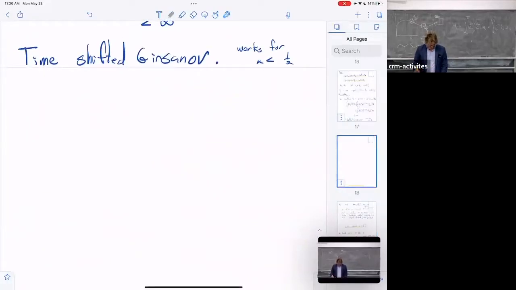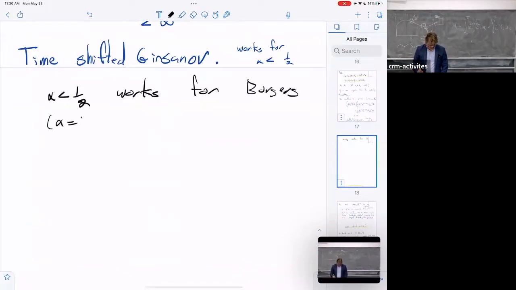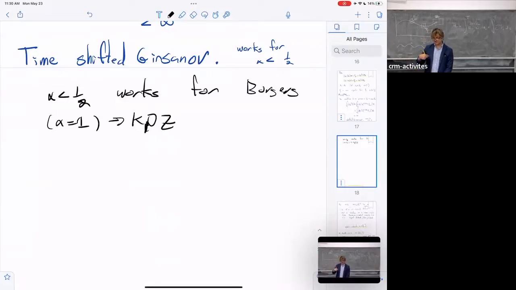For alpha less than 1/2 it works for Burgers. Alpha equals 1 is KPZ. I mean, this is the derivative of KPZ. KPZ is usually the Hamilton-Jacobi equation, and the derivative of it corresponds to Burgers. And this one we actually know the white noise, but I'll talk about that in a second. But let me just point something else out.